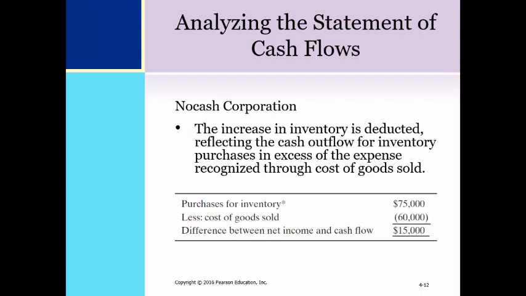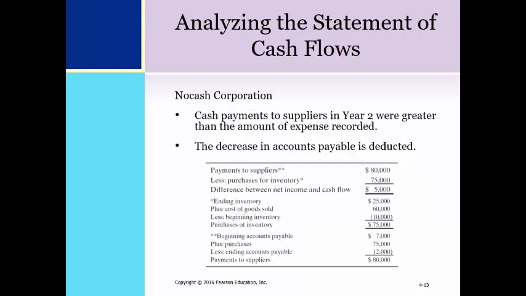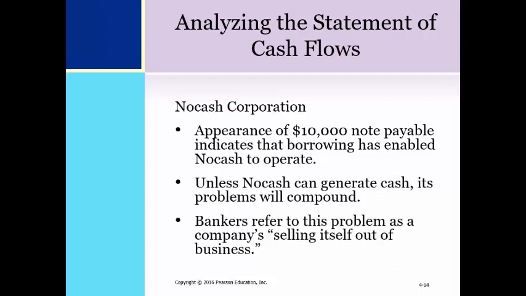Also, the increase in inventory of $15,000 was equal to the $75,000 of inventory purchased minus the $60,000 of cost of goods sold. Last, the accounts payable balance decreased by $5,000 because the company could no longer obtain credit from suppliers and was forced to pay cash for inventory purchases. The increase in notes payable of $10,000 was from short-term borrowing that enabled No Cash to continue to operate.